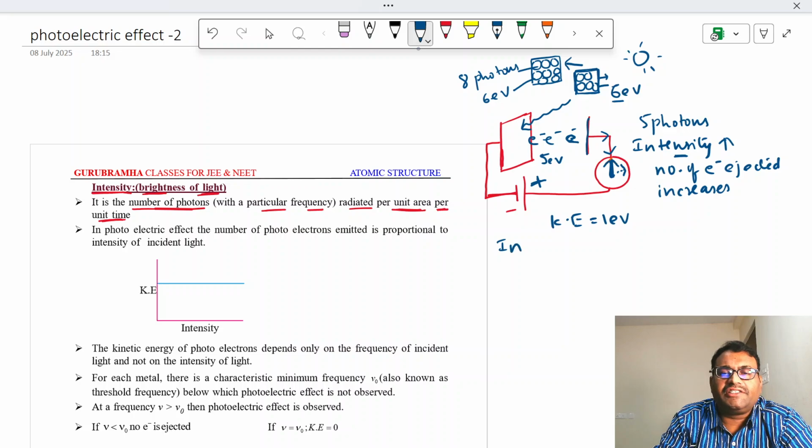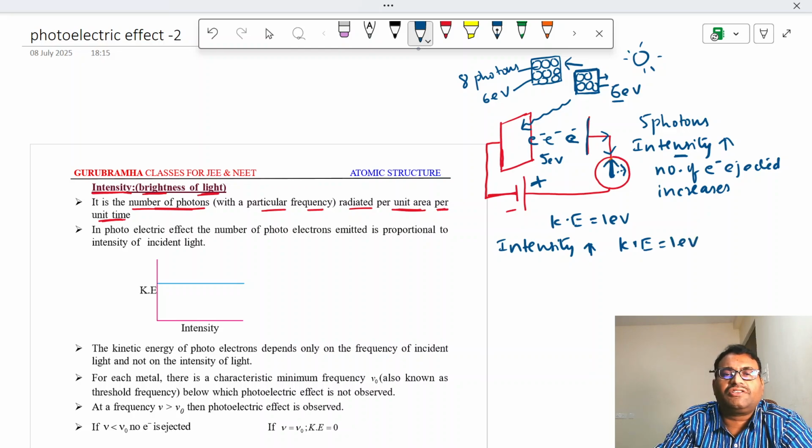After intensity is increased, again, what is the kinetic energy now? 1 electron volt, because each photon has 6 electron volts. 5 electron volts are used for the electron to come out. The remaining energy, 1 electron volt, is converted into kinetic energy.